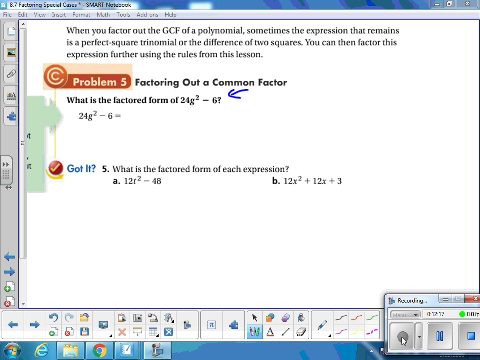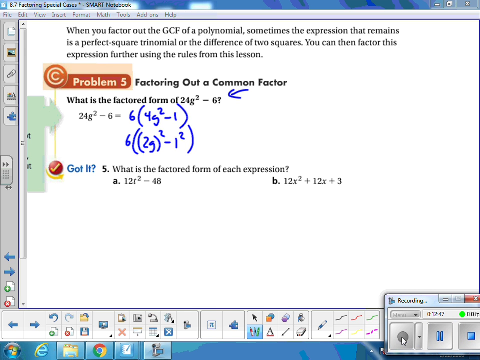So 24g squared minus 6, they can actually factor something out of there. Looks like we can factor out a 6. So if I pull a 6 out of there, I can see that it is 4g squared minus 1. You can factor that out. And then that shows me that I indeed have a perfect square in here. I can take 2g squared minus 1 squared.